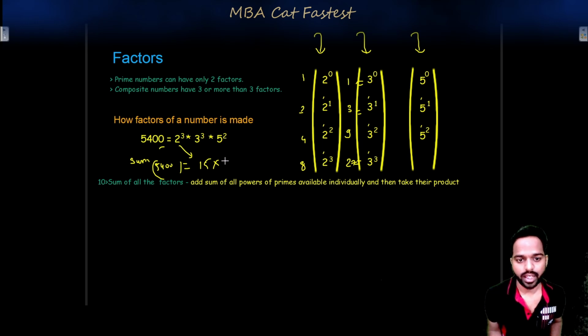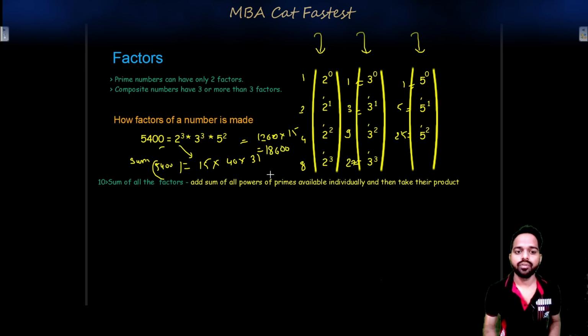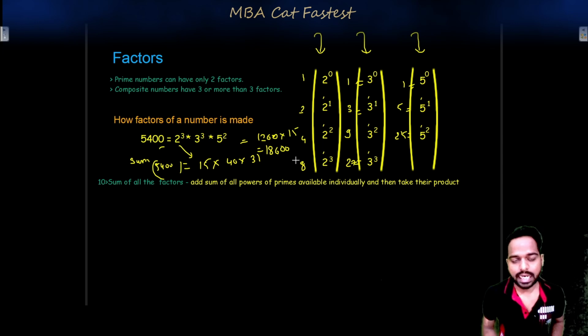36 plus 4, 40. 15 into 40. And this will become the last for 5. It becomes 25, 5 and 1, 31. Right. So if you multiply this, you will get the value of the sum of all the factors of 5400, which will come approximately 1240 into 15. This is going to come 18600. So the sum of all the factors of 5400 is 18600.